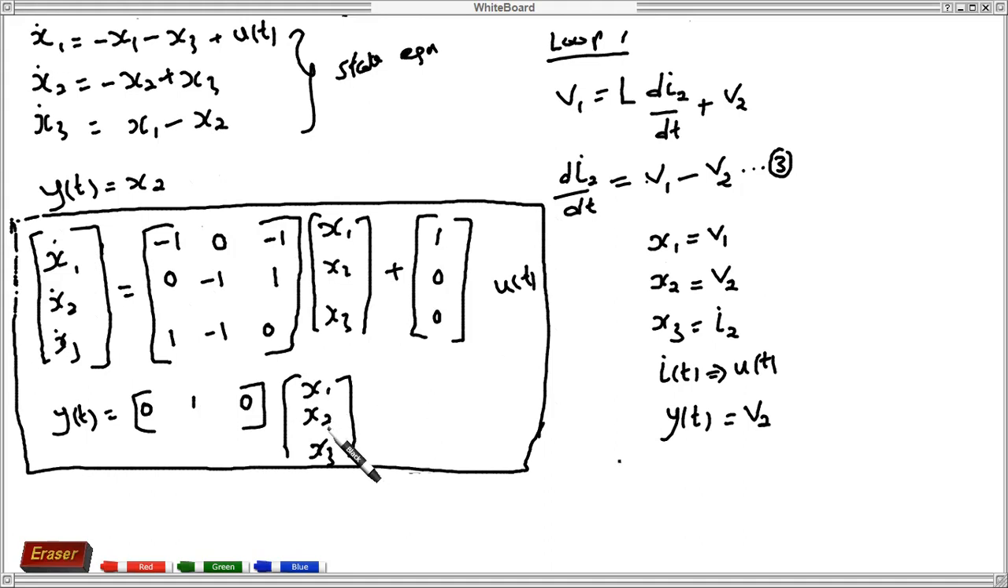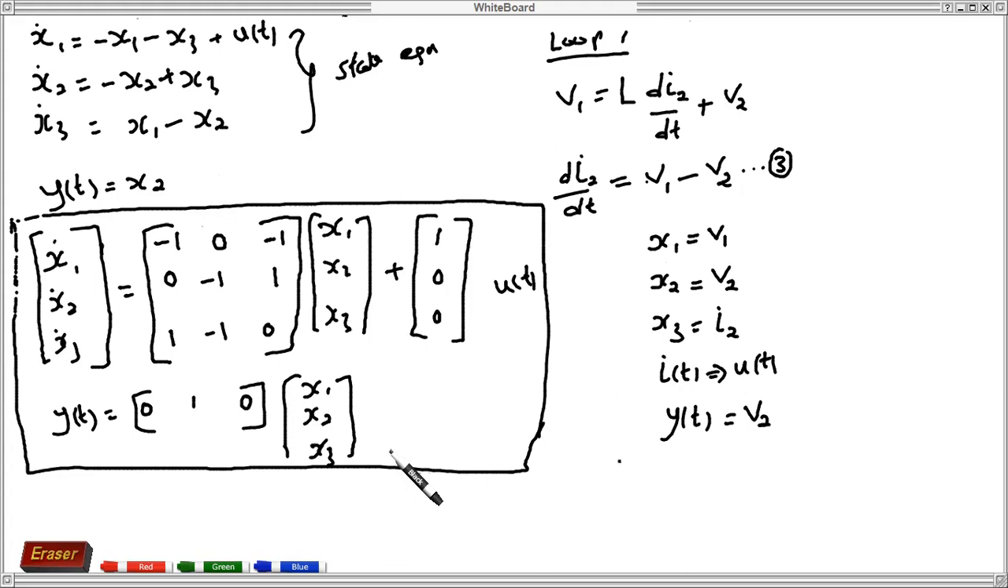So that is how we model electrical circuits in state space representation. And note, we always take the state variables to be the current through the inductors and the voltage across the capacitors in our design or modeling of the system in state space representation.